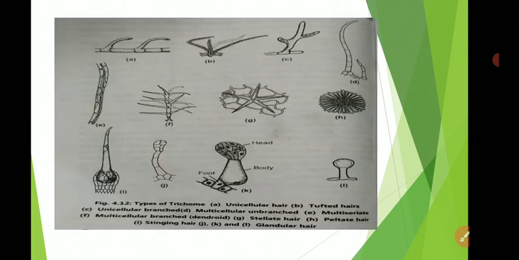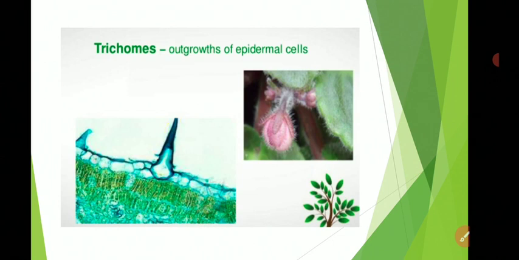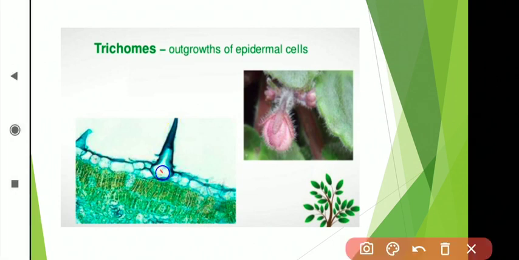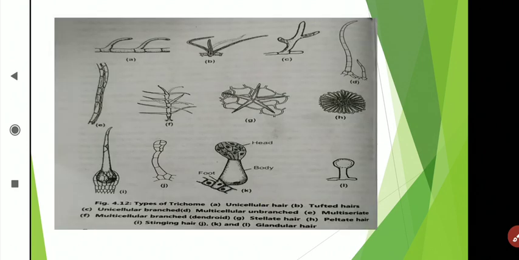Look at the diagram here. The basal part, which is embedded into the epidermal cell, is called the foot, while the other part is called the body. And there are different types of these trichomes. For example, trichomes may be unicellular or multicellular. Trichomes may occur on all parts of the plant, and they persist throughout the life of an organ, and they may be lost at some point during the life of the plant.